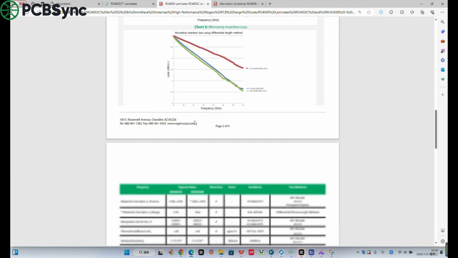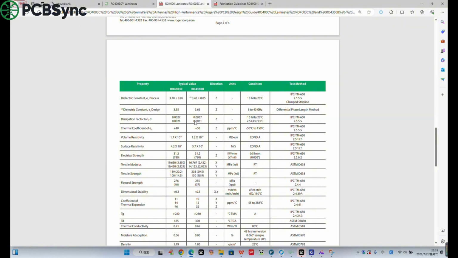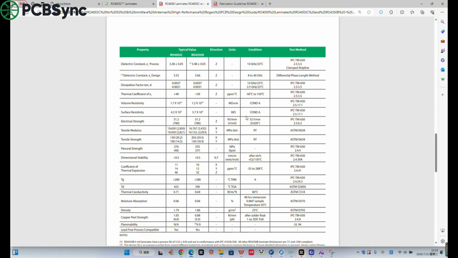Let's take a look at the data sheet first. Starting with the stackup, RO4003 has a process dielectric constant of 3.38 with a tolerance of plus or minus 0.05. When used for transmission line dimension and impedance calculations, Rogers specifies a design dielectric constant of 3.5. So you can't simply substitute 3.38 directly into all impedance calculations during design. A more reliable approach is to first use the design DK for modeling based on the target frequency, structure, and board thickness, and then confirm the actual stack-up and impedance compensation with the board manufacturer.